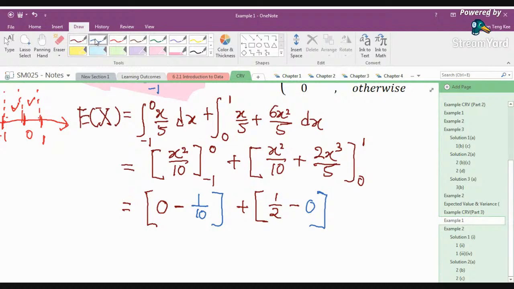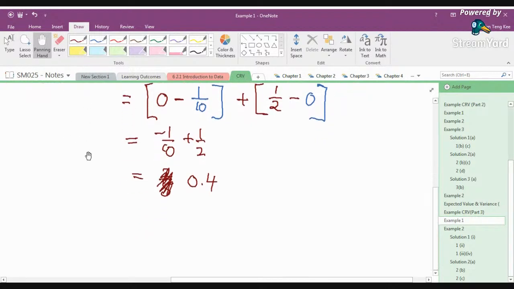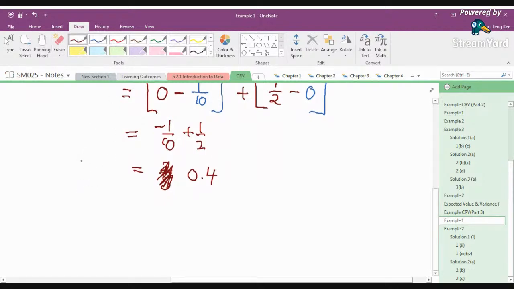So as a result, when you simplify both sides of the answer, you have -1 over 10 plus 1 over 2, which gives me the answer equal to 2 over 5, or we just write it as the decimal 0.4. So again, the answer is 2 over 5, or we rather write down the decimal 0.4. I can convert into decimal in this case because 0.4 is the exact answer. So from here, I have my value of E(X). This is the part 1 answer.